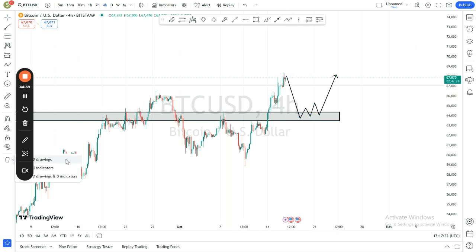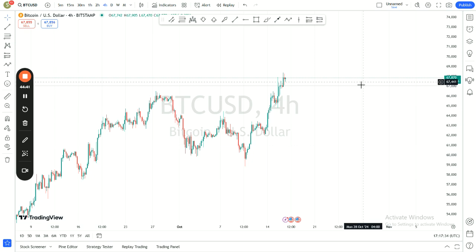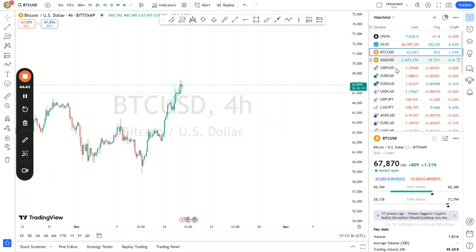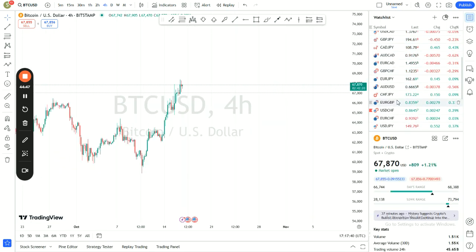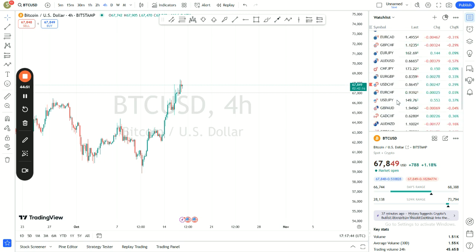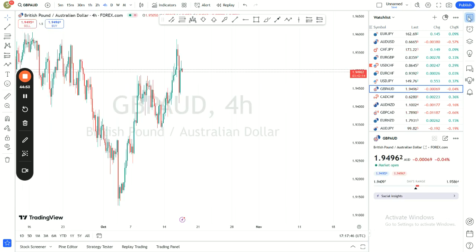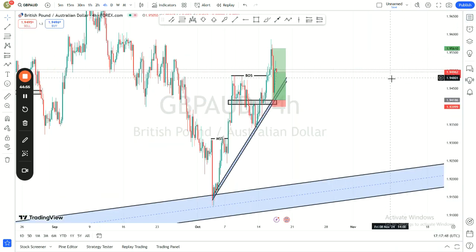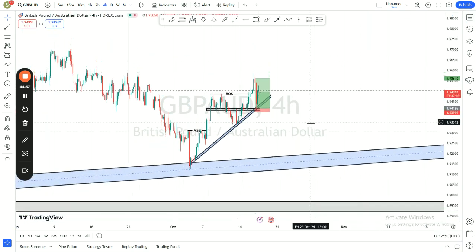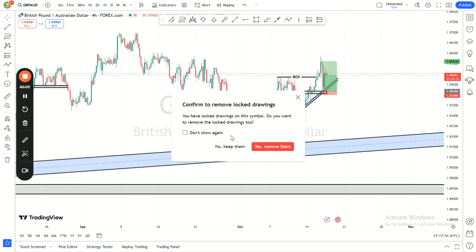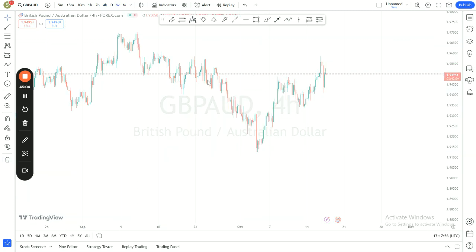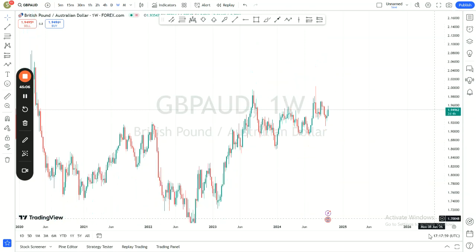Now let me show an example of a trade I took today and the signal I gave out to my VIP members on GBP AUD. Let me show you guys how I did the analysis and how I got that trade. Look at this, guys. Let me start the analysis from the higher time frame. I started this analysis from the weekly time frame, and on the weekly time frame, what can I see?